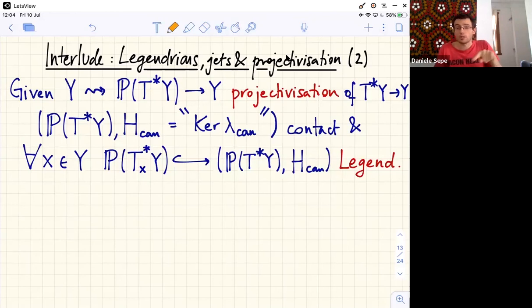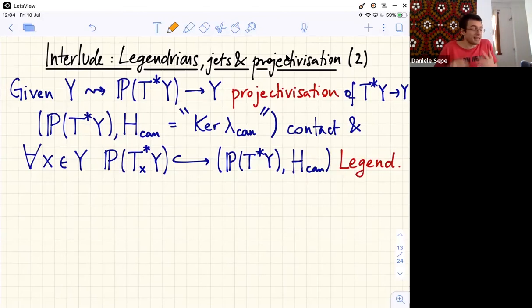And now you can check directly the fibers of this guy. The price that you're paying is that now you have no zero section. This is not a vector bundle, ladies and gentlemen. This is a bundle of projective spaces over Y. In particular, if Y is compact, this object is compact. Again, compactness coming to our rescue. But the fibers are all Lagrangian. And that's because the fibers of a cotangent bundle are all Lagrangian.